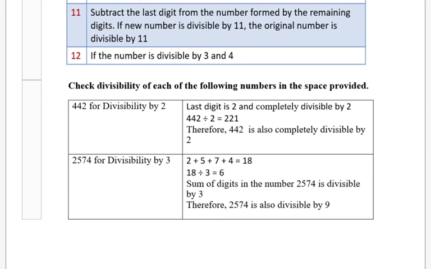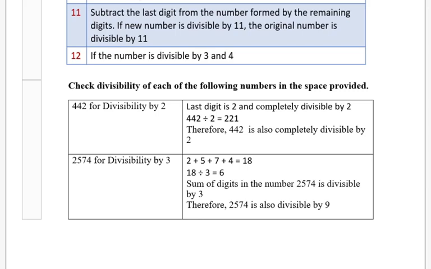Okay. 442 for the divisibility by 2. I already discussed. Now we have to check the last digit. The last digit is 2, completely divisible by 2. Now we have to check if your answer is correct or not. 442 divided by 2, because 2 2s are 4, 2 2s are 4, and 2 1s are 2. Definitely your answer will be 221. Now therefore how can we write it? Therefore 442 is also completely divisible by 2.